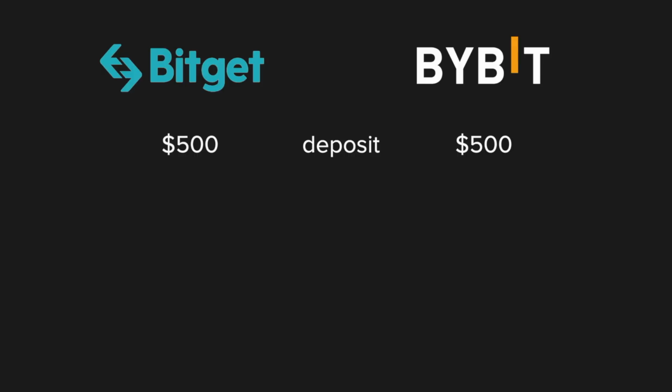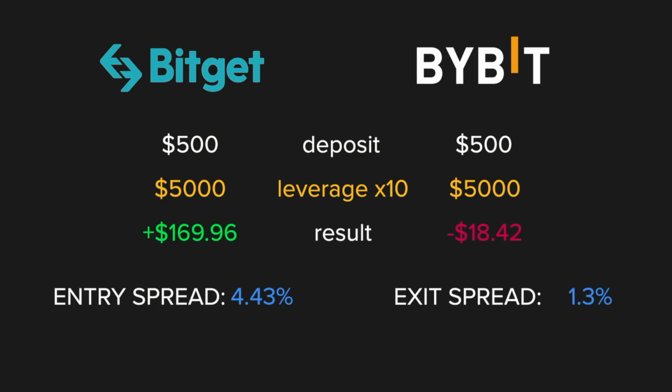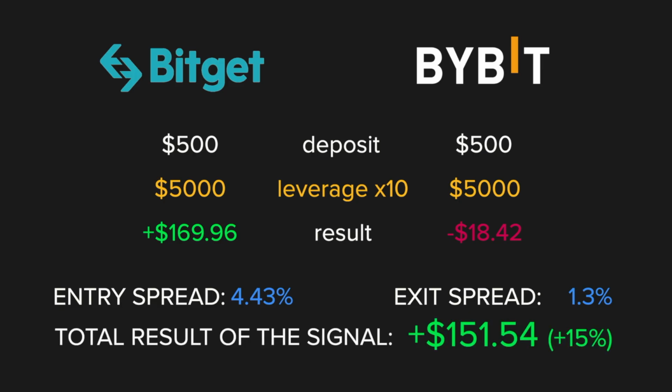Here's how it looks in more detail. Initially, there was a $500 deposit on each exchange. We entered both trades with 10x leverage, meaning $5,000 per trade. Long result, plus $170. Short result, minus $18. Overall result, plus $150, which is plus 15% on the initial total deposit of $1,000.